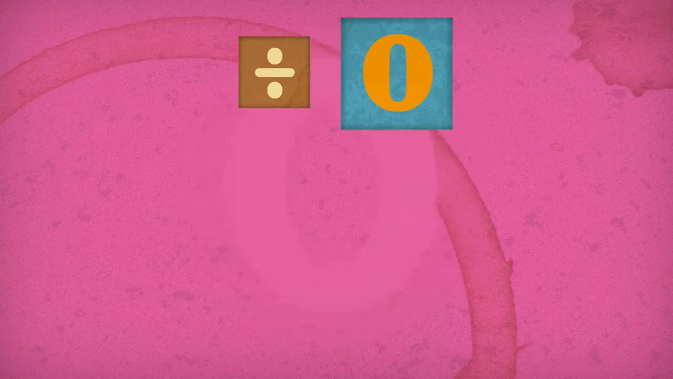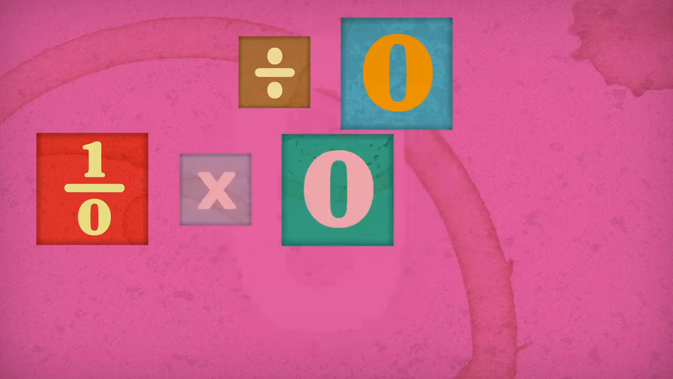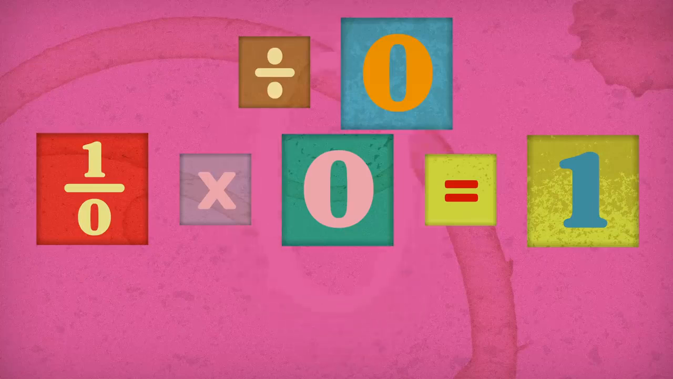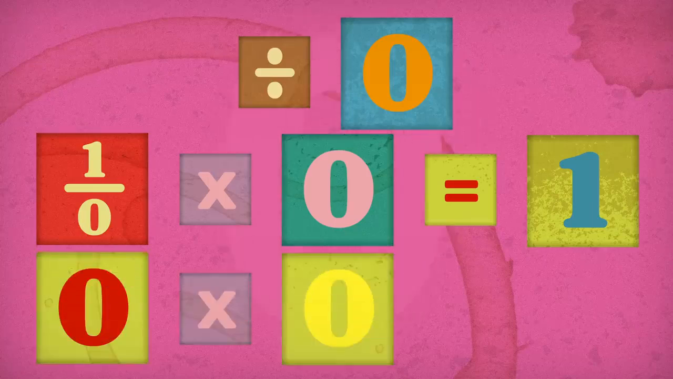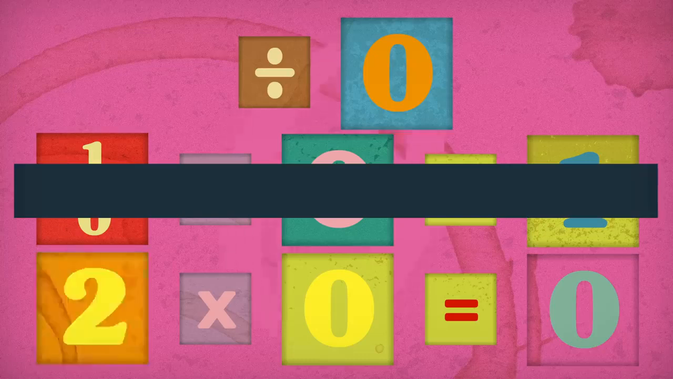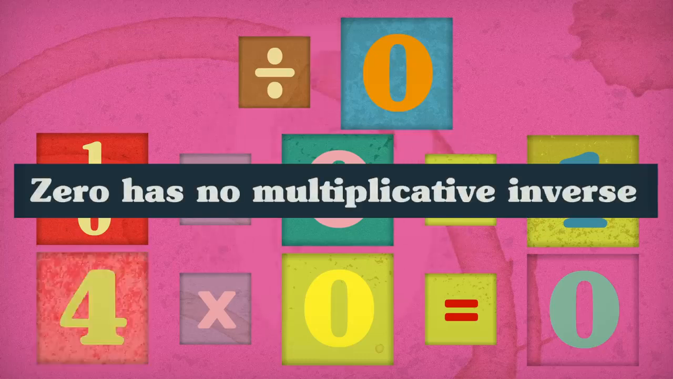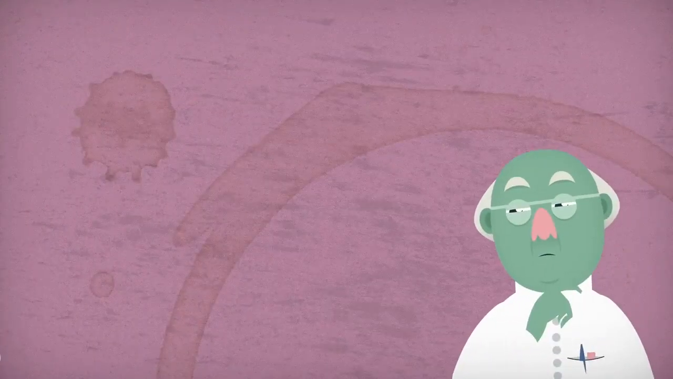If we want to divide by 0, we need to find its multiplicative inverse, which should be 1 over 0. This would have to be such a number that multiplying it by 0 would give 1. But because anything multiplied by 0 is still 0, such a number is impossible. So 0 has no multiplicative inverse. Does that really settle things, though?